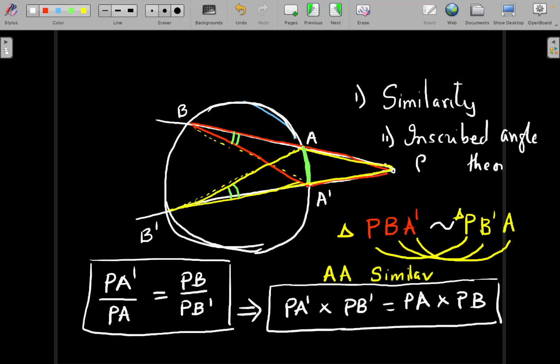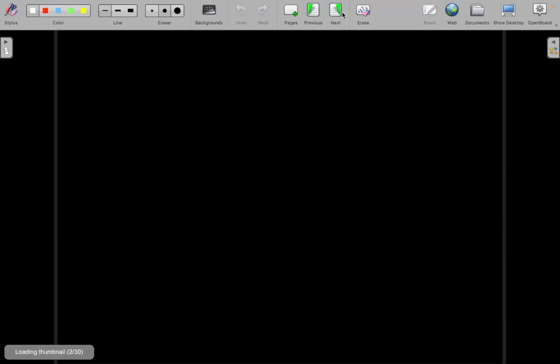Now what I shall do before I end this lesson is let's just do the special case, the extreme case of the tangent, in a slightly different way, because that is also a lot of fun. So let's do that quickly as well.